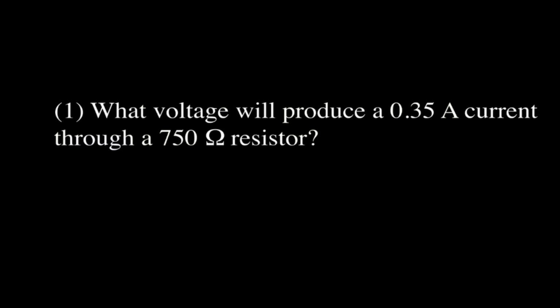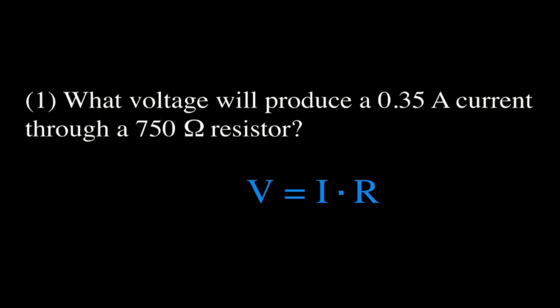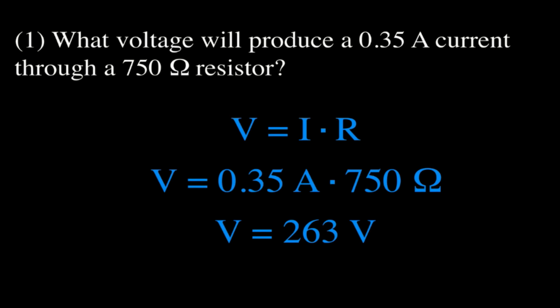Now I'll be using the Ohm's law formula to do a couple questions so you can understand how to use the formula correctly. So the first question is asking what voltage will produce a 0.35 amp current through a 750 ohm resistor. The first thing you should do is write the formula, which is V equals I times R, and then after that all you have to do is just put in the numbers that you get from the question, and then you will be able to get the answer.